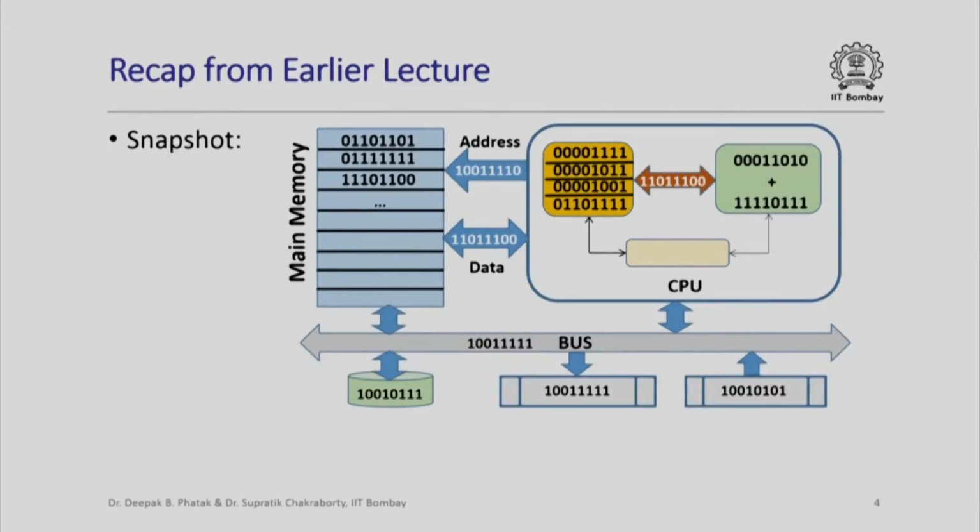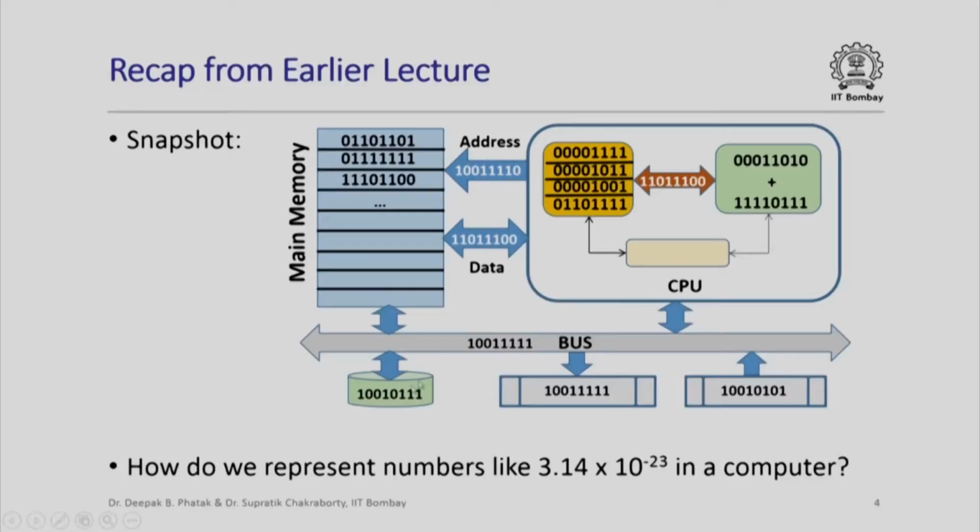Now this is a picture that we have seen earlier. This is the basic structure of our simple computer with different parts, and at any snapshot of operation of this computer you will see sequences of zeros and ones everywhere. So what we want to ask is, how do we represent numbers like 3.14 into 10 raised to minus 23 in a computer using sequences of zeros and ones.